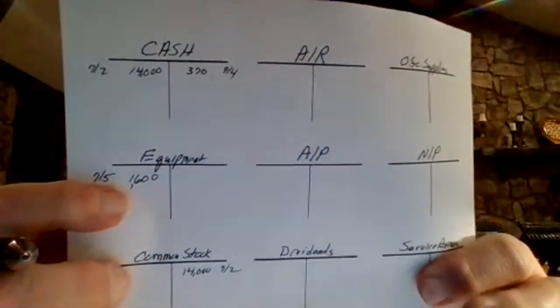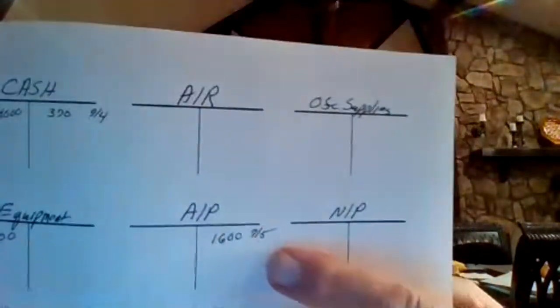Equipment is purchased on the 5th of July, $1,600. It's a debit in the journal, it's a debit in the ledger. We got it by incurring a liability. So accounts payable will be increased with a credit. Right there.